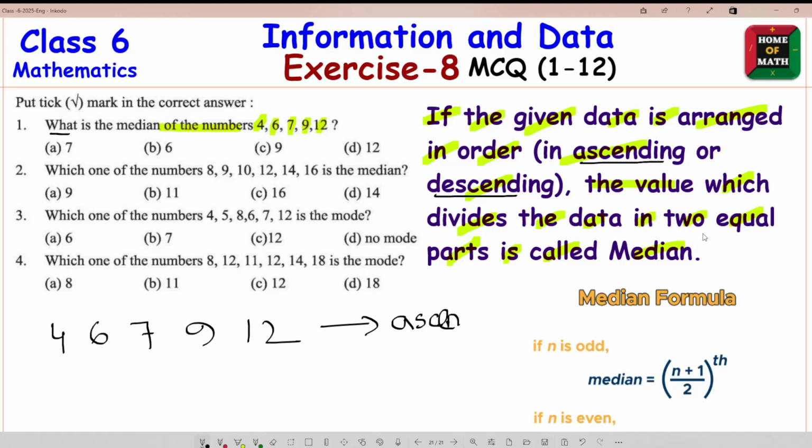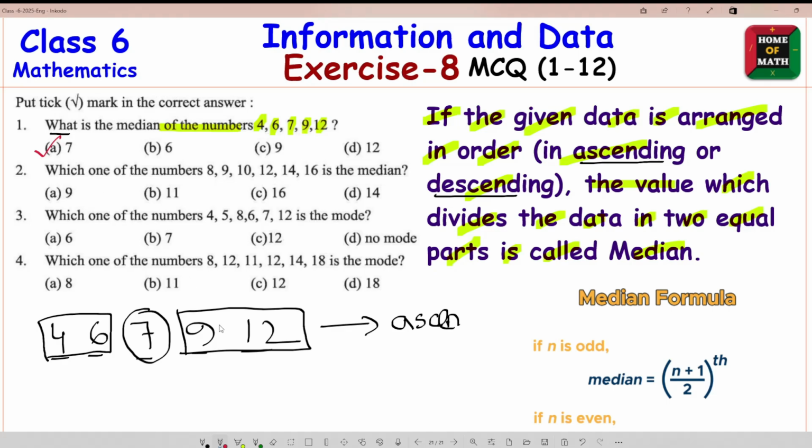Now what is the next part? The value which divides the data in two equal parts. So first we have to count how many numbers are here. 1, 2, 3, 4, 5. So we have to divide them into two equal parts. 4 and 6 are two numbers, one part, and 9 and 12 is another part, also two numbers. So 7 divides them into two equal parts. Therefore our first answer is A, 7.